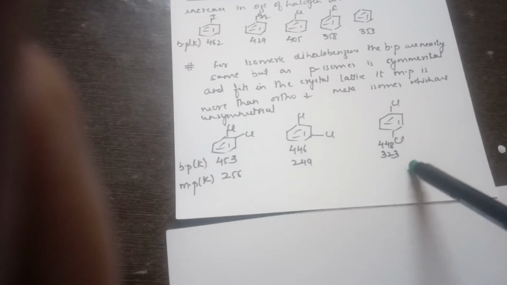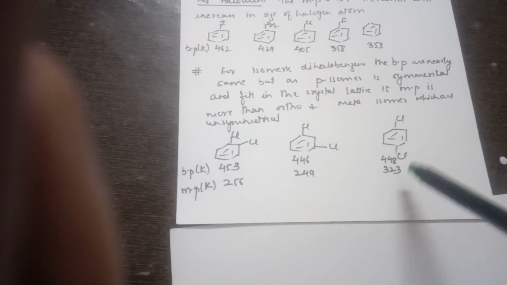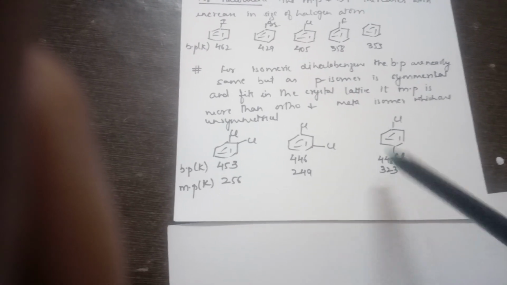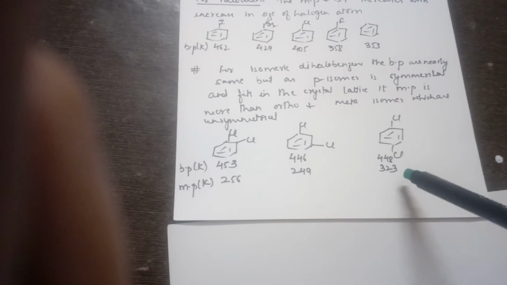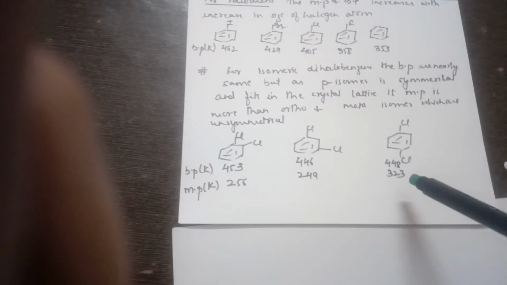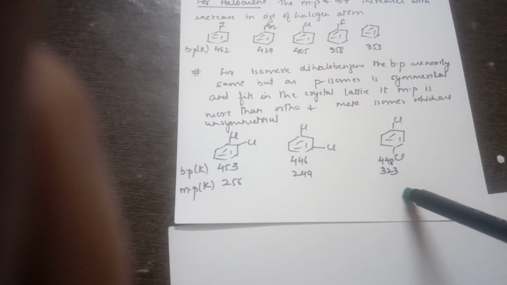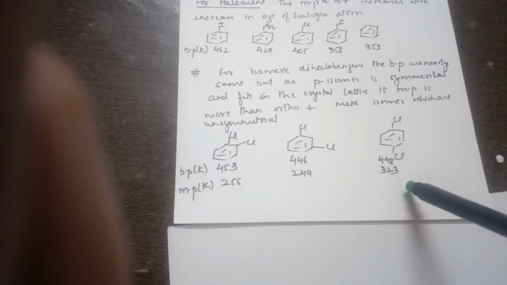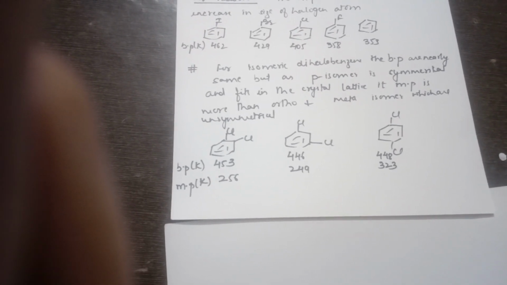So this question has come in the recent board exam also. Why is the melting point of this para isomer more in comparison to ortho and meta? Because of its symmetrical structure, it fits in the crystal lattice. That is why the melting point of this para isomer is more in comparison to ortho and meta isomers.